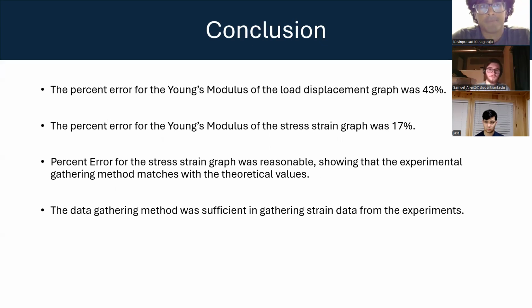So the main takeaways from the lab are that the percent error for the load displacement, as stated before, was 43, which was rather high and a lot higher than what we wanted. But for the Young's modulus of the stress strain graph, it was a lot lower at 17. It's still a little bit off, but since that was decently low, it can be attributed to matching the theoretical values somewhat. And then from that, you can also say that the data gathering method was actually sufficient enough in proving the theoretical to be true.